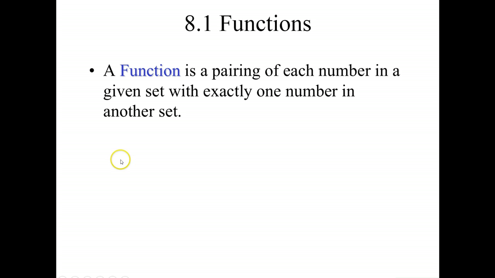All right, first let's define what a function is. A function is a pairing of each number in a given set with exactly one number in another set. This is kind of like that activity we did in class. You used your vertical line test. I also showed you a little bit about how to do it with mapping. That's really what it is: one pair of a given set with exactly one number in another set.